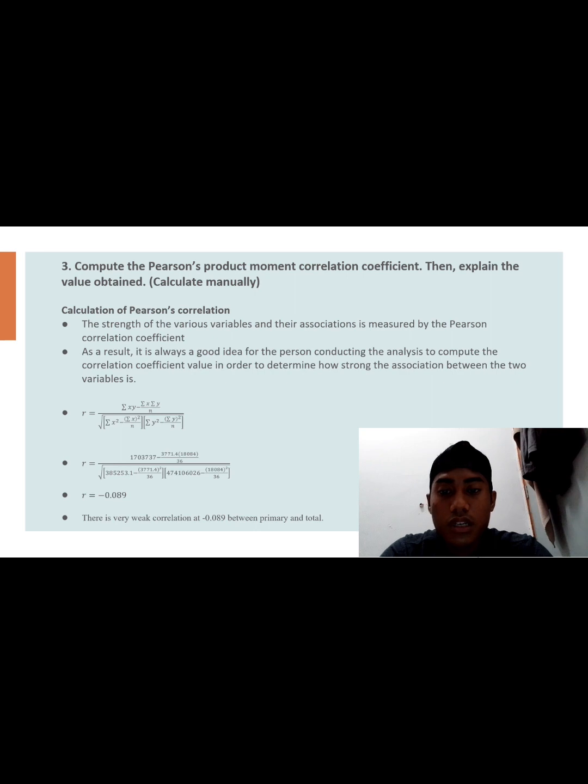Today, I will present question number 3, calculation of Pearson correlation. The strength of the association between variables is measurable by the Pearson correlation coefficient. As a result, it is always a good idea for the person conducting the analysis to compute the correlation coefficient value in order to determine how strong the association between the two variables is. We use the formula for correlation, and the answer is r equals negative 0.089. This is a very weak correlation at negative 0.089 between primary and total. That's all for me. Thank you.